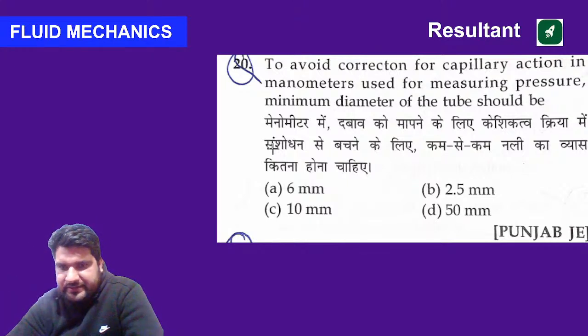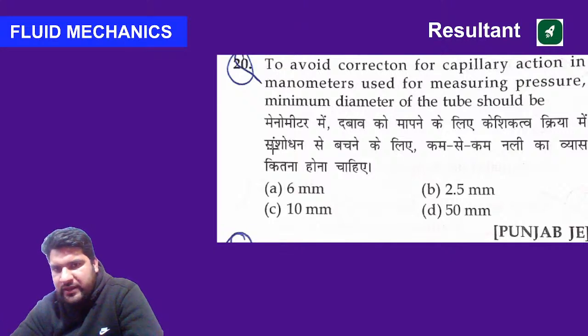Next. To avoid the correction for capillary action in manometric fluids, for measuring, the minimum diameter of the tube should be what? In case of the manometer, we are using the tube to calculate the pressure. If we are avoiding capillary action, we are taking the minimum diameter of the tube. What is the minimum diameter of the tube? Quickly.